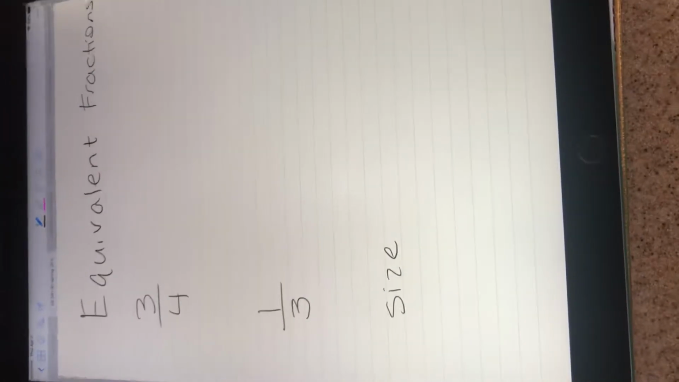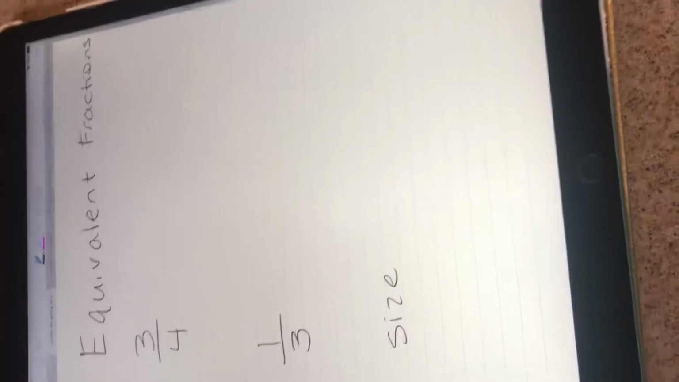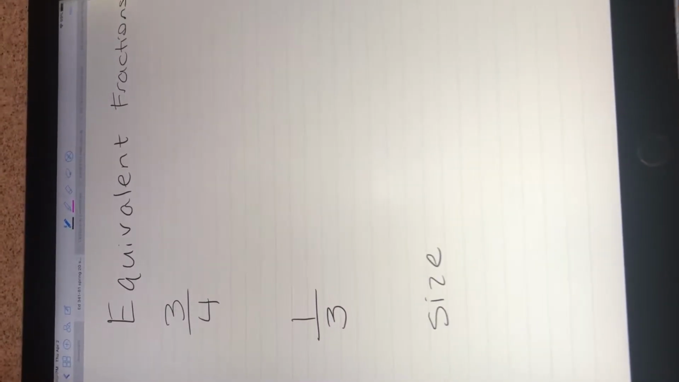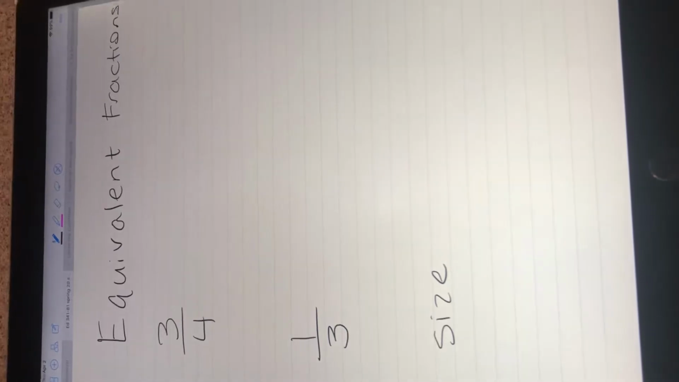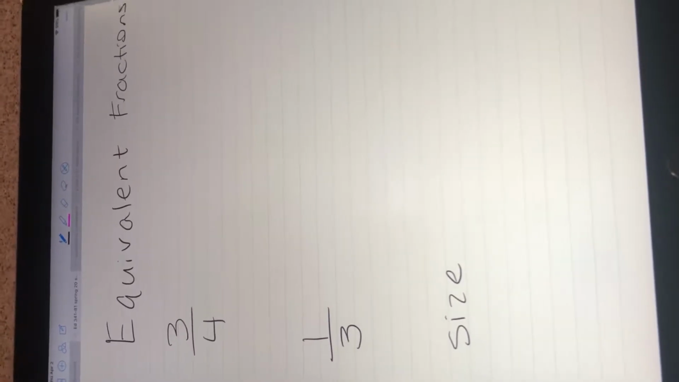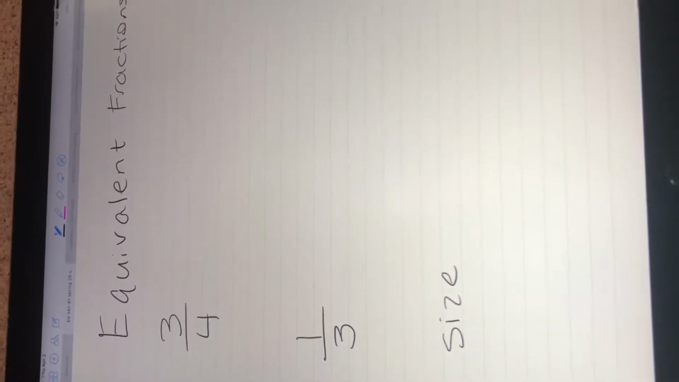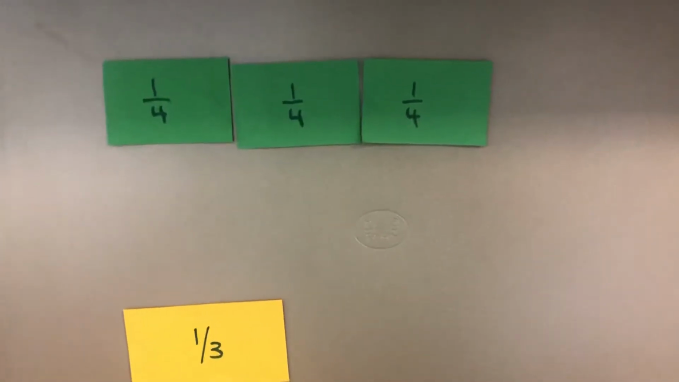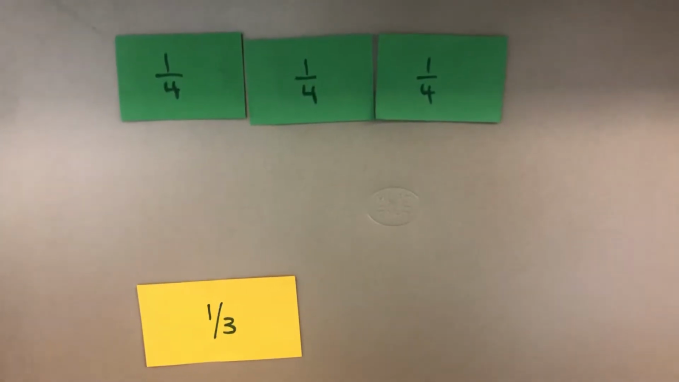So the next topic I'm going to discuss is having students find equivalent fractions. Students need to know how to find equivalent fractions so they can add fractions, subtract fractions, and simplify fractions. So you need to take time teaching students how to find equivalent fractions before they move to those next levels.